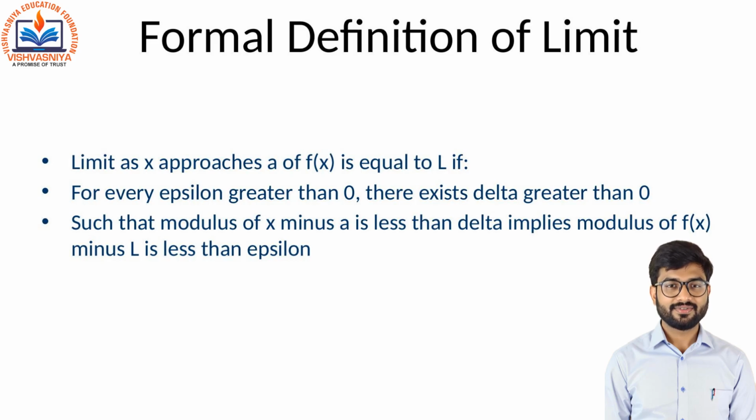Now, listen carefully to the formal definition. We say that the limit of f of x as x approaches a is equal to L if for every epsilon greater than 0, there exists delta greater than 0 such that the modulus of x minus a is less than delta implies the modulus of f of x minus L is less than epsilon. Mathematically, we write it the same way.